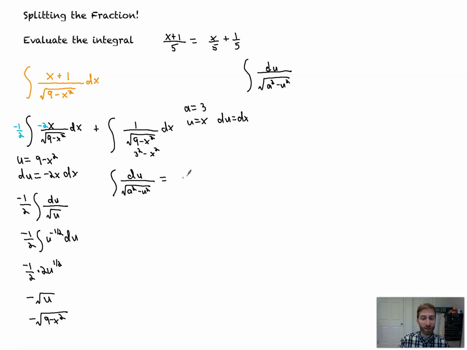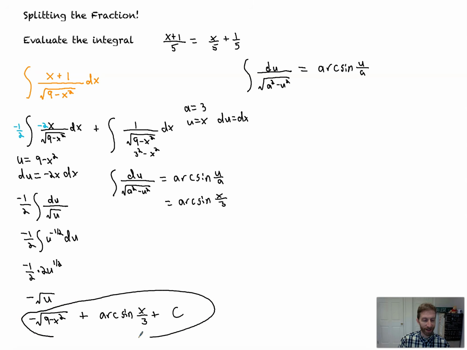And so I know that that's going to be, well, the integral, I should have finished that thought, is arcsine of u over a. So this is the integral of that exact same template. So arcsine of u over a is our output. And so now that's going to be equal to arcsine of u, which is x, over a, which is 3. So let's combine that. Plus arcsine of x over 3. Don't forget about the constant of integration, plus c.